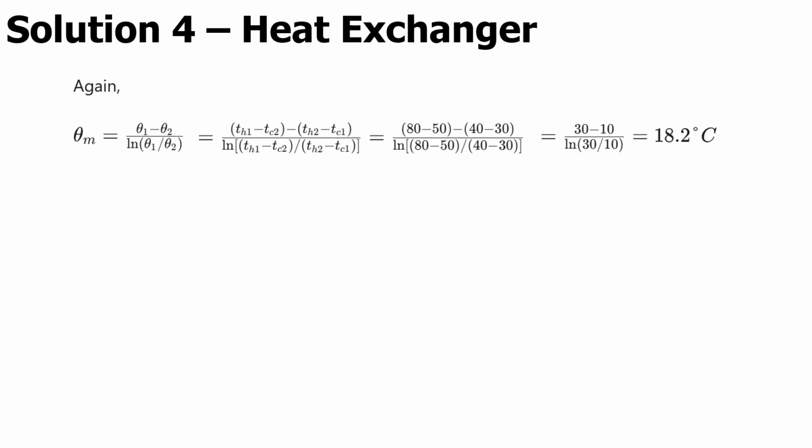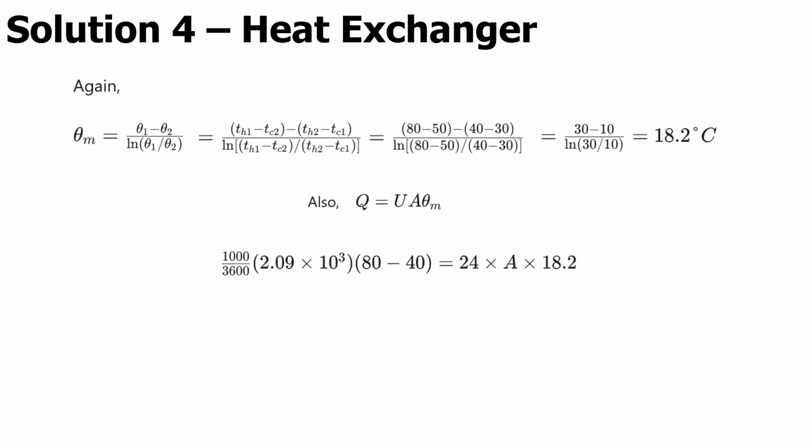Finally, we can determine the surface area of the heat exchanger, A. Now we use the total heat transfer rate formula, which is Q equals U times A times theta m. So once we substitute and plug in the values, the only unknown is A. And when we solve for the heat transfer area A, we find it to be approximately equal to 53.16 square meters, and that is the final answer.